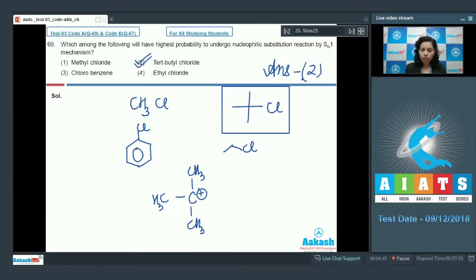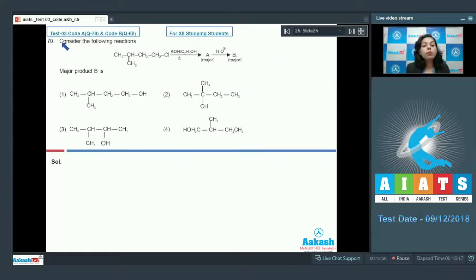Now, after this, question number 70. Question number 70, consider the following reaction. We have the given reaction sequence. In the first reaction, there is a haloalkane that is reacting with alcoholic KOH. What type of reaction is it? It is a beta elimination reaction, and product A is formed as the major product. What is that? That is an alkene. Now, on this alkene, when hydration is done, another product B is formed. Definitely it would be an alcohol, but you have to identify that B which is formed here.